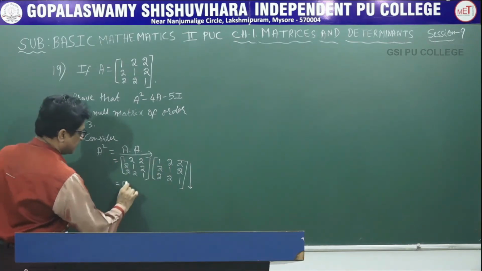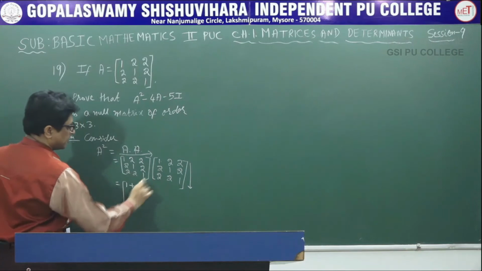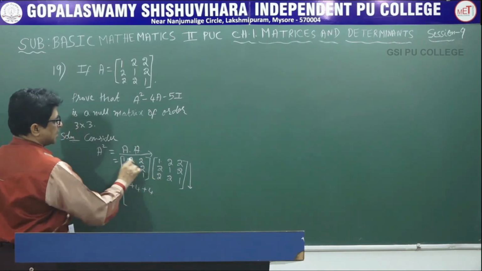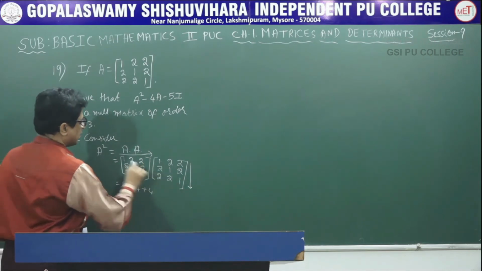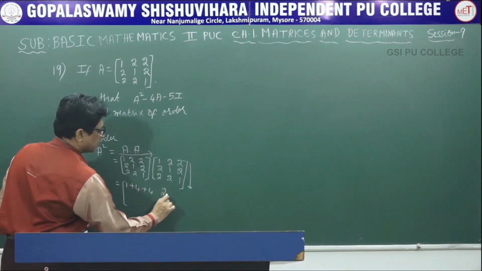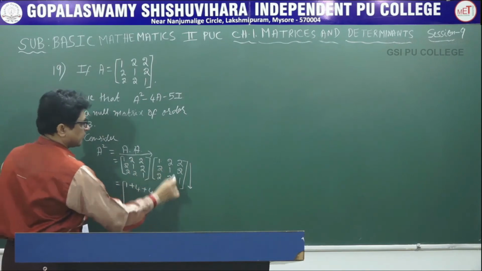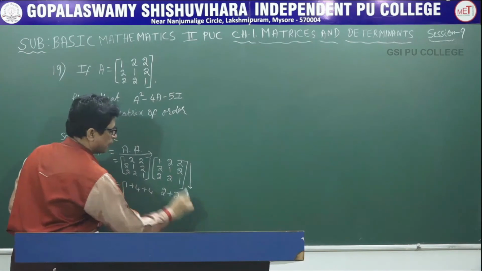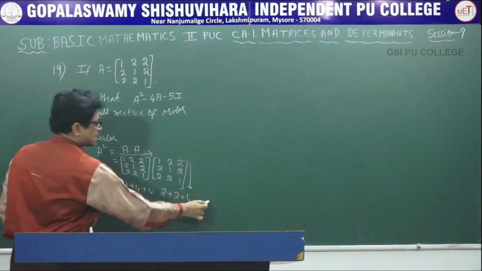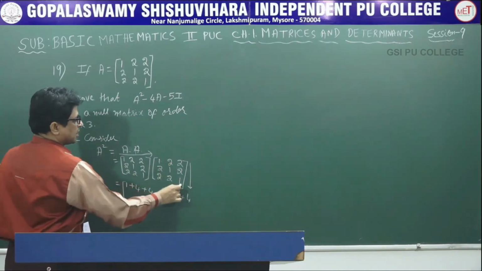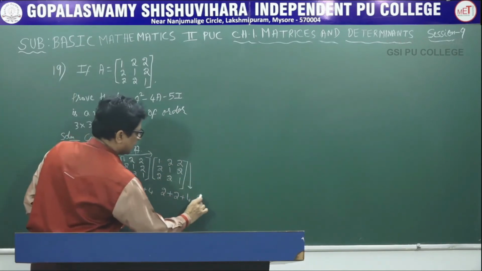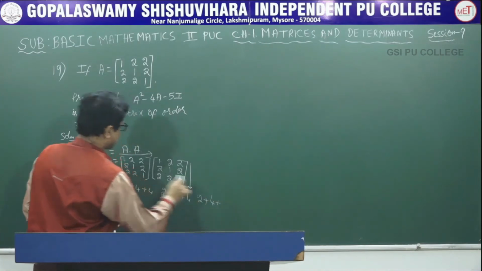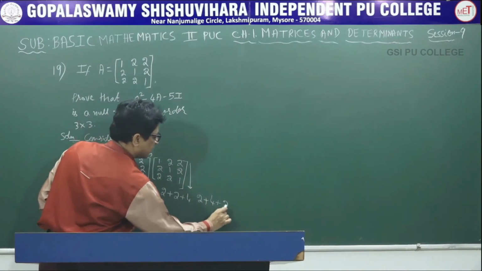So 1 into 1, 1 plus 2 into 2, 4 plus 2 into 2, 4. First row into second column, 1 into 2, 2 plus 2 into 1, 2 plus 2 into 2, 4. Next element is first row into third column. 1 into 2, 2 plus 2 into 2, 4 plus 2 into 1, 2.